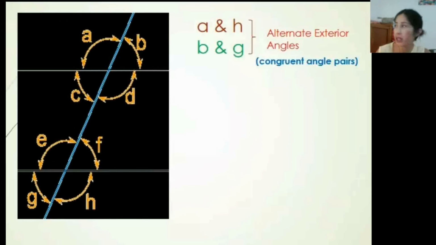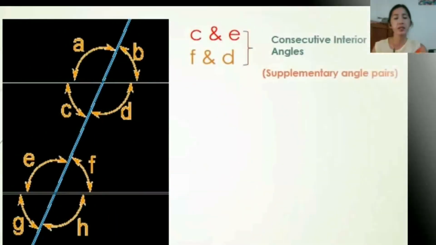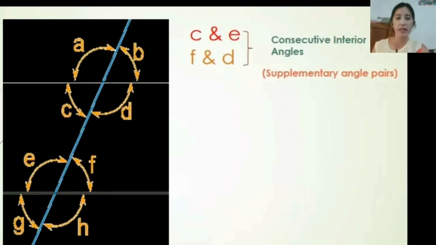Okay, alternate because left and right. So what does it say when we have alternate exterior angles? Are they also congruent? Yes, they're also congruent, just like alternate interior angles. So alternate exterior angles are also congruent pairs of angles. Okay, can we proceed? Next pairs of angles.